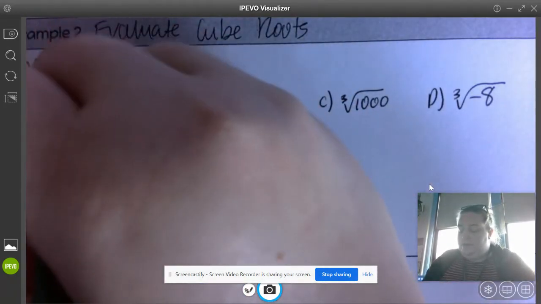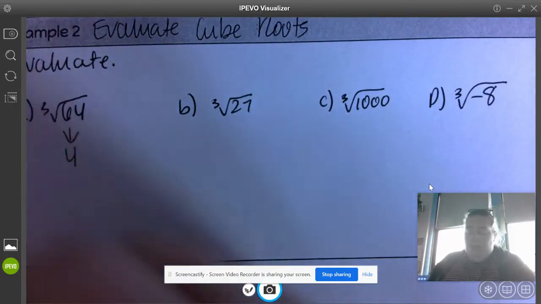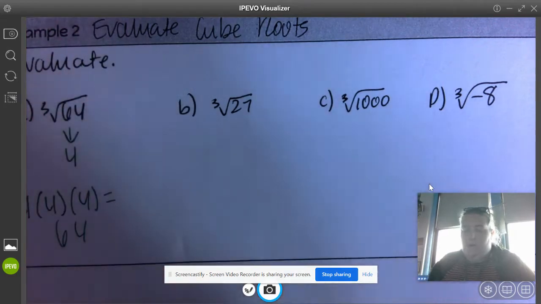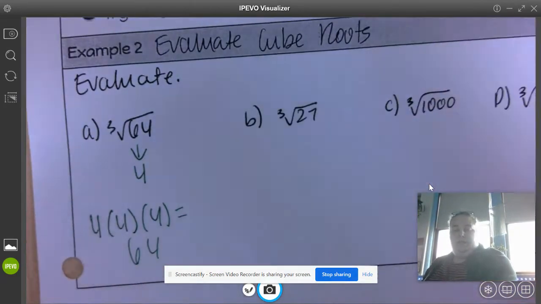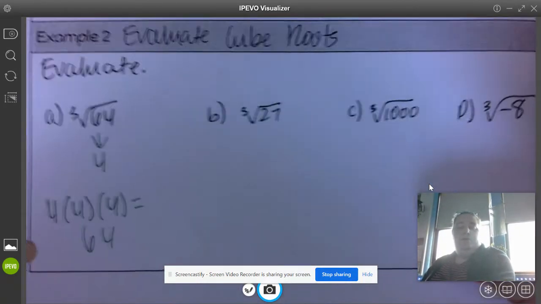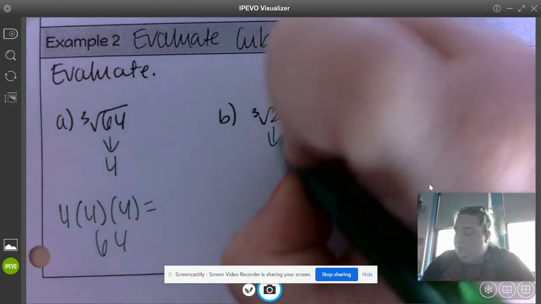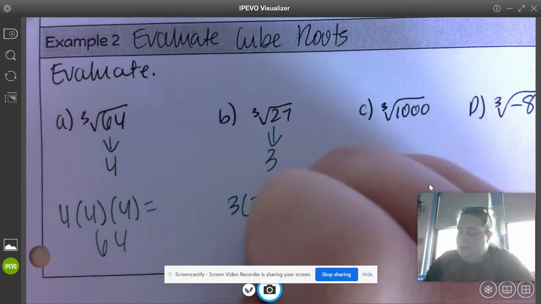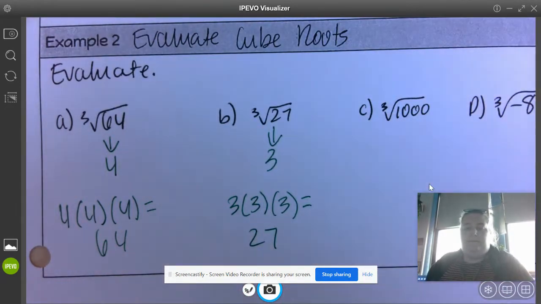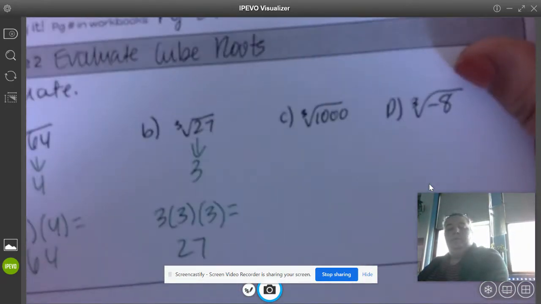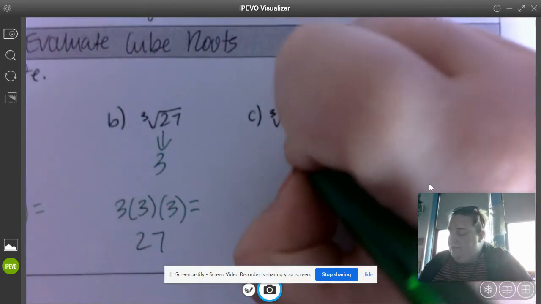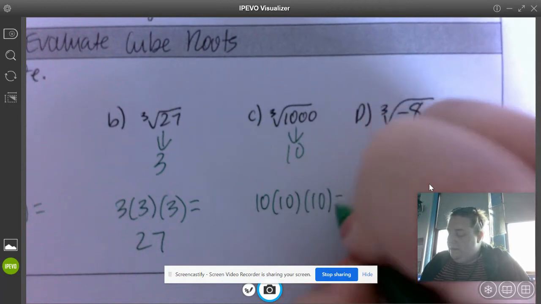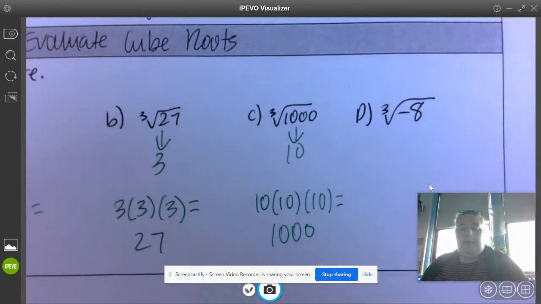The cube root of 64 is 4, and we know that because 4 times 4 times 4 is 64, okay? So once again, it's a number multiplied by itself 3 times. The cube root of 27 is 3, and that's because 3 times 3 times 3 is 27. Next, the cube root of 1,000 is 10, and that's because 10 times 10 times 10 equals 1,000.